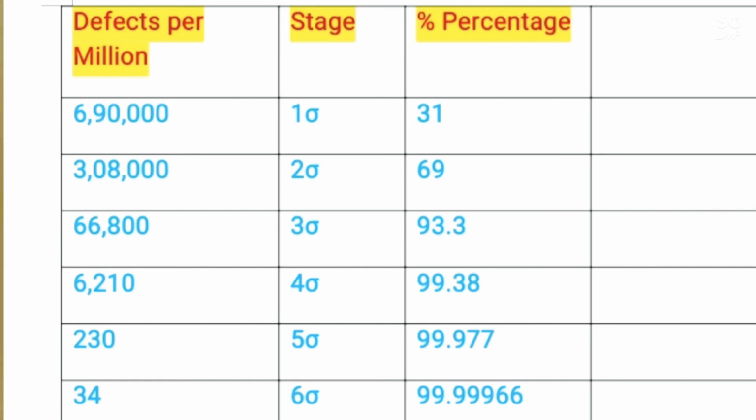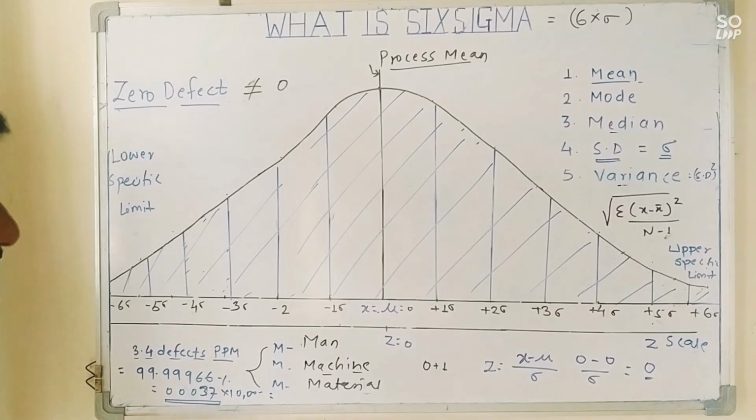Look at the figure, but in industry it is very difficult to achieve 6 sigma level. So up to 4 sigma level we can achieve, and that is considered as the industry average.